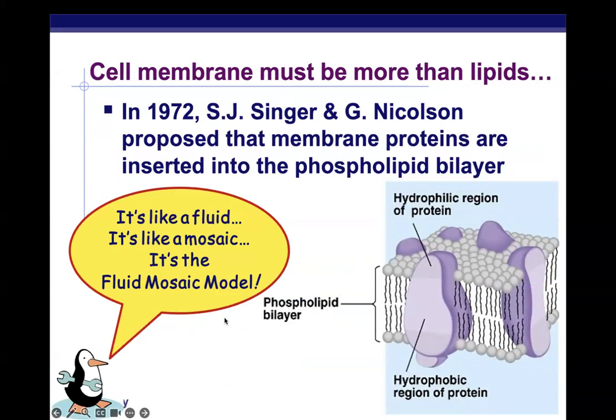In fact, in 1972, S.J. Singer and G. Nicholson proposed that membrane proteins are inserted in the phospholipid bilayer, like we talked about, and they proposed what's called the fluid mosaic model, or the fact that the cell membrane is kind of like a loose fluid. The phospholipids kind of flow, and they have proteins, the mosaic stones, stuck in there to give it a more rigid structure. So it's like a fluid, it's like a mosaic, it's a fluid mosaic.